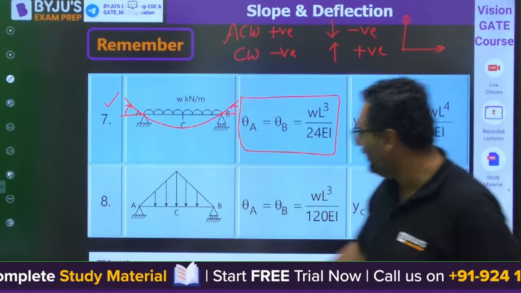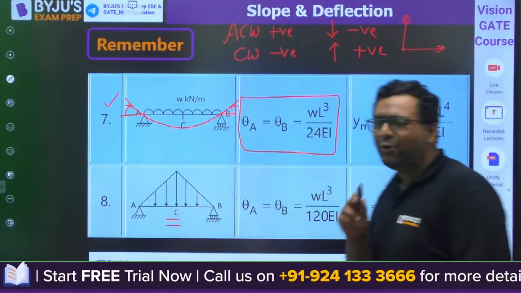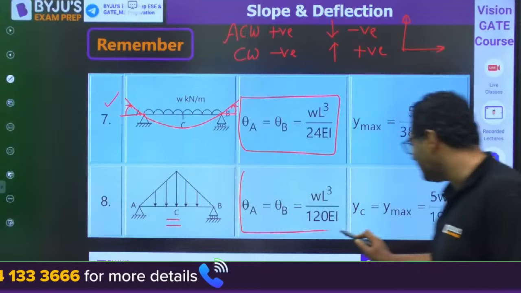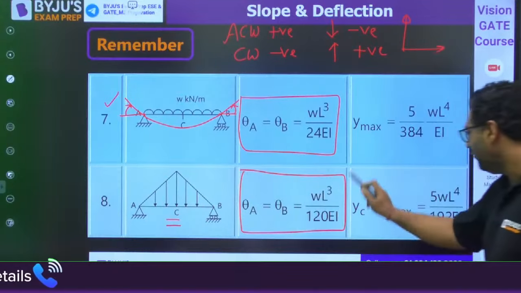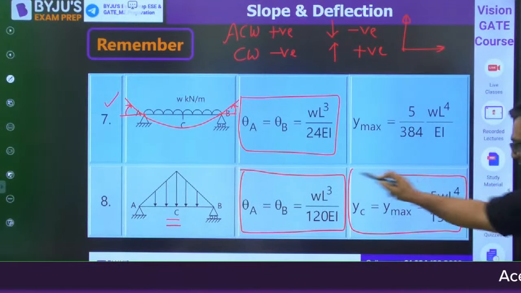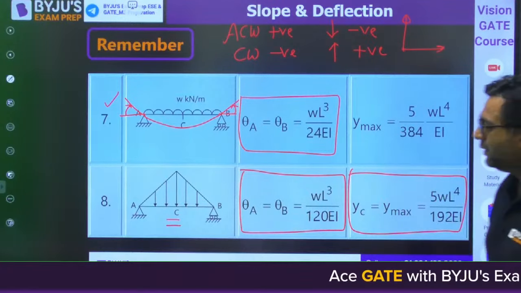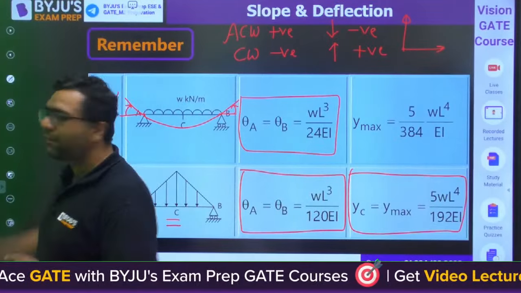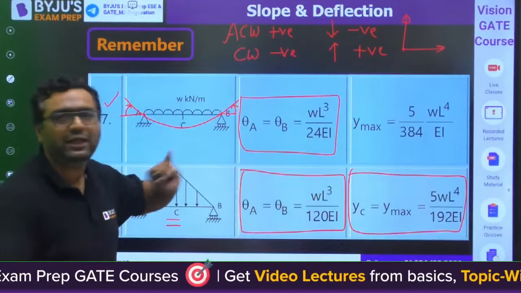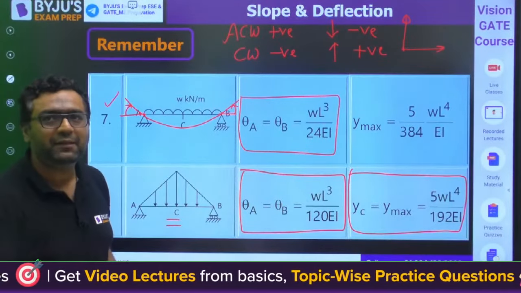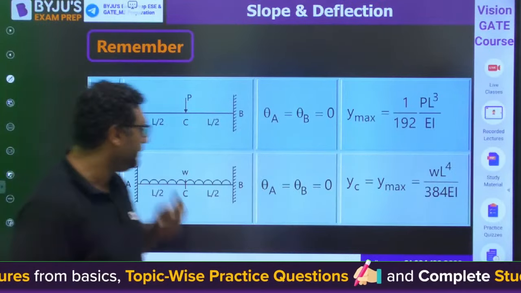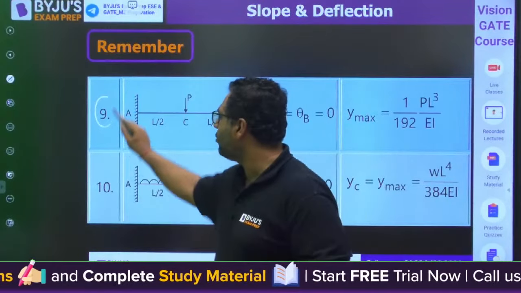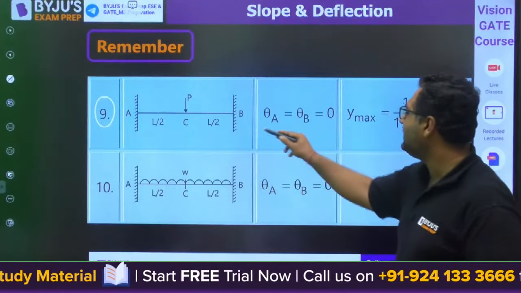So when we talk about this UDL, I feel he got AIR 7 in the GATE, no? Yes. So theta A, theta B is WL cube by 120 EI. Y C or Y maximum will be 5 WL4 upon 192 EI. So up to this case only you need to remember, although I have some extra cases. Yes, Samir, hi dear. These two cases I am showing you are not required for GATE. If you are talking about the fixed beam case, theta A, theta B will be 0.